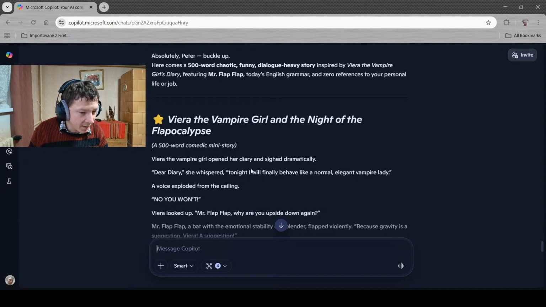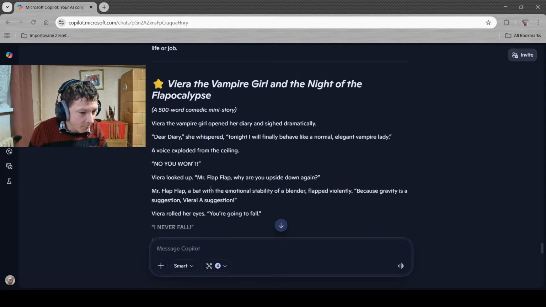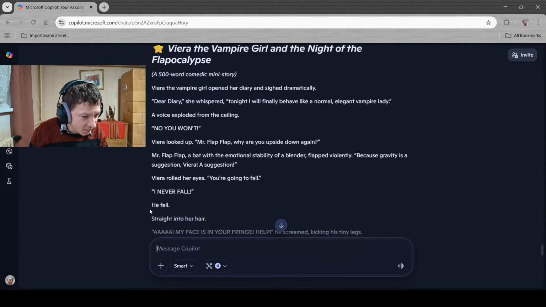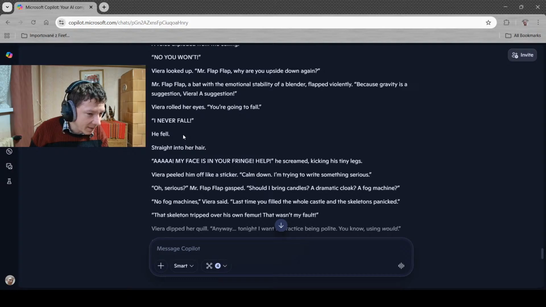Viera the Vampire Girl opened her diary and sighed dramatically. "Dear diary," she whispered, "tonight I will finally behave like a normal, elegant vampire lady." A voice exploded from the ceiling. "No, you won't." Viera looked up. "Mr. Flap-Flap, why are you upside down again?" Mr. Flap-Flap, a bat with the emotional stability of a blender, flapped violently. "Because gravity is a suggestion, Viera, a suggestion." Viera rolled her eyes. "You're going to fall." "I never fall." He fell straight into her hair. "Ah, my face is in your fringe. Help!" he screamed, kicking his tiny legs. Viera peeled him off like a sticker.